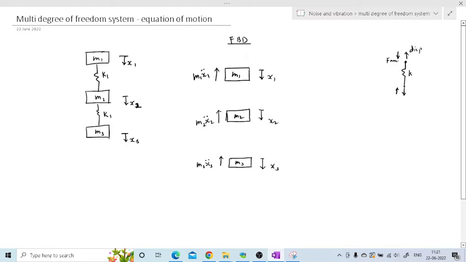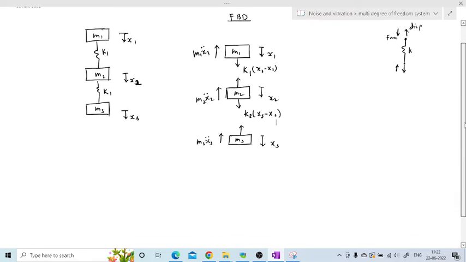Okay, now I'll show these forces here. Now this force will be K into X. So here X will be x2 minus x1 because the spring is connected to 2 masses, so it is having 2 displacements. So it is x2 minus x1 and the stiffness is K1. Similarly I can write here K2 times x3 minus x2. Okay, so this is the spring force. So I have shown 3 masses with the forces acting on each mass.